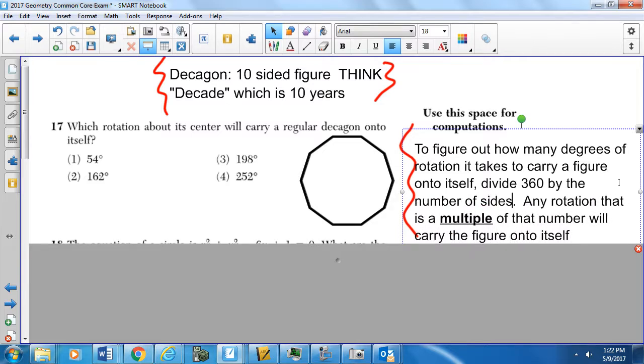Okay, so divide 360. Where does that 360 come from? That's the total degrees in a circle. All right. Any rotation that is a multiple of that number will carry the figure onto itself. All right. So any value that is a multiple of that number will carry the figure onto itself. All right. So think about that for a second, and I'll be right back.